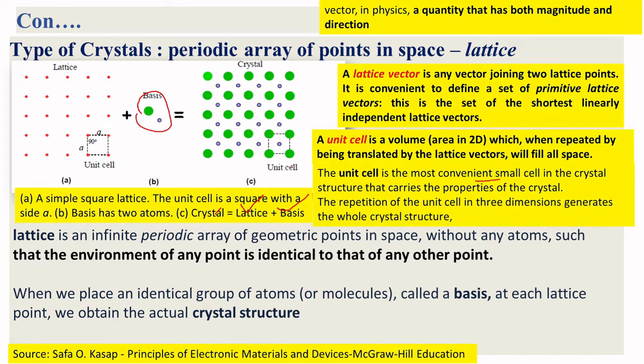I hope you understood, right? It's a very important thing to understand. The repetition of a unit cell in three dimensions generates the whole crystal structure. So this is the thing you want to understand about a crystal. The crystal is the sum of lattice and basis.